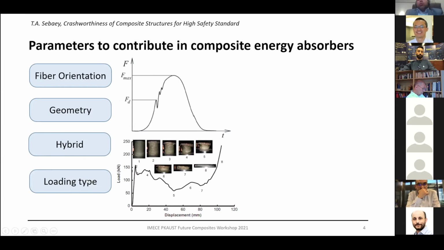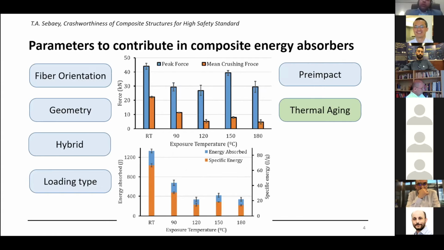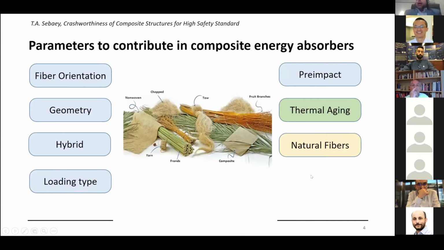Also, we use the dynamic. Recently, we are working on the effect of thermal aging on the crushing, and what we found is that increasing the temperature dramatically reduces the energy absorption of the same device. In the near future, we hope to use the natural fiber in the energy absorption device, and very specifically the date palm fiber, as Dr. Fahd mentioned a few minutes ago.